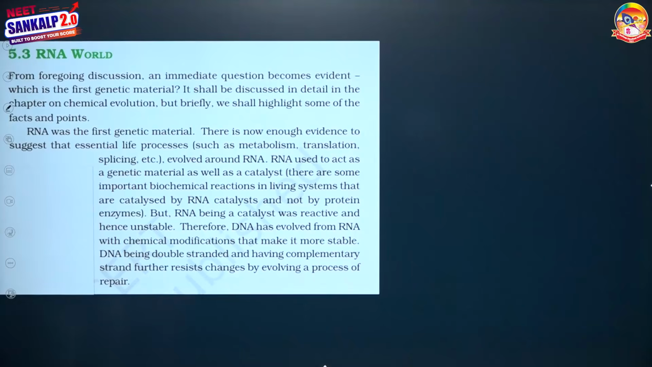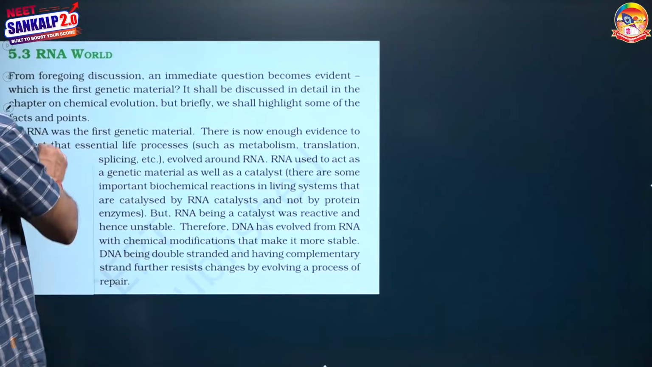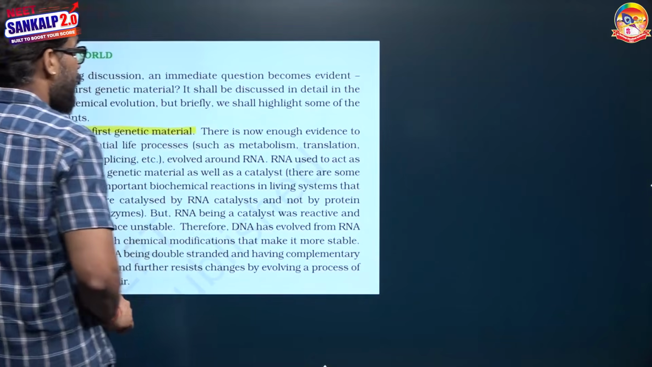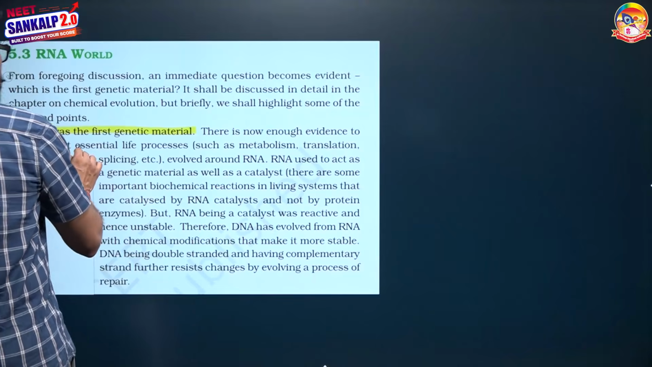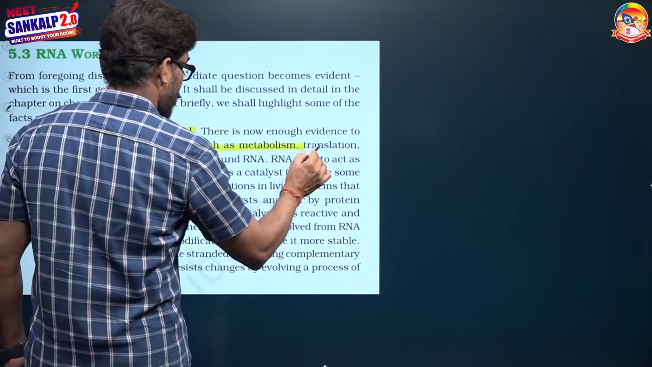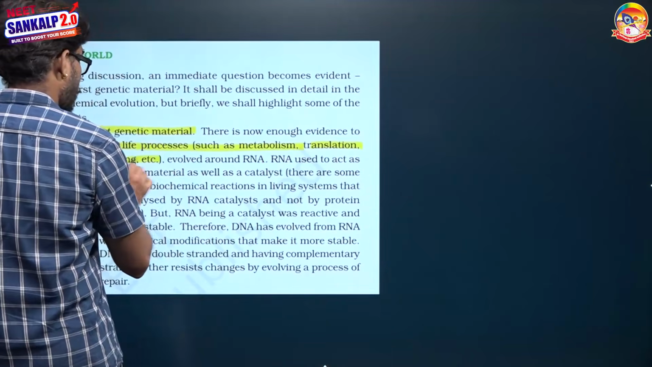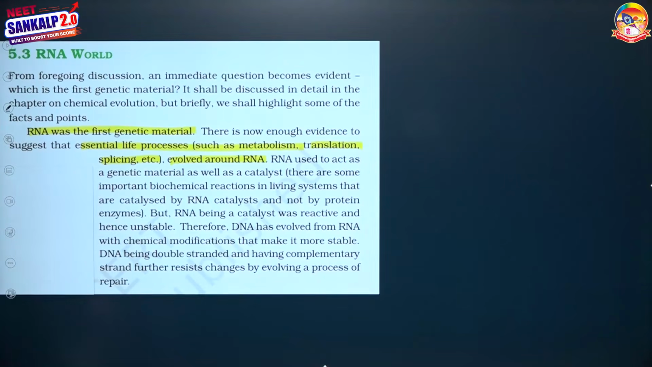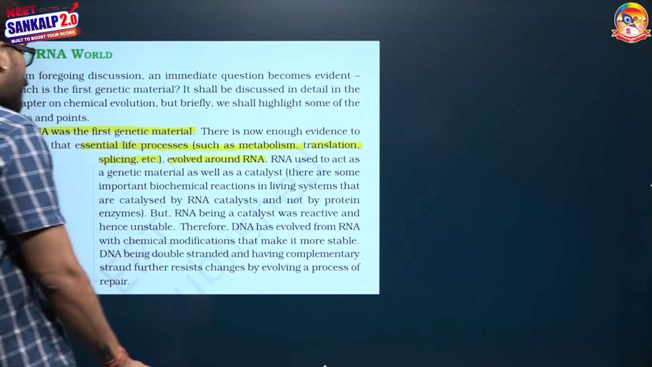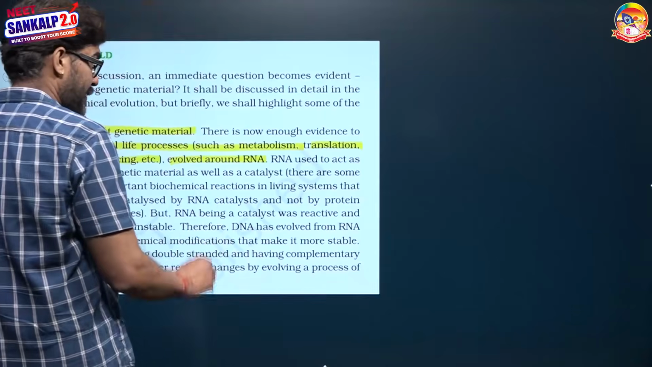RNA world. In the last NEET, one of the statement-based questions was asked from this region. RNA was the first genetic material. How can we say that? Because essential life processes such as metabolism, translation, splicing, etc. evolve around RNA. You can see this is one of the assertion-reason type questions. RNA was used as a genetic material as well as a catalyst.